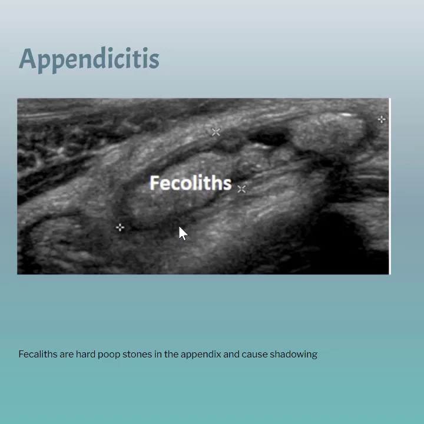We might also see fecaliths within. So fecaliths are usually going to be brighter areas, kind of like the stones that we see in the gallbladder, and they can cause shadowing behind them.